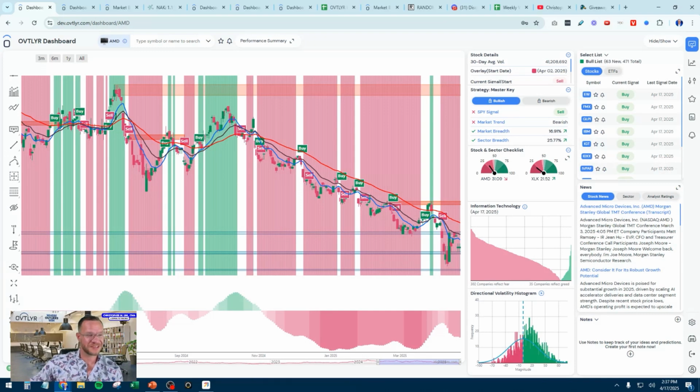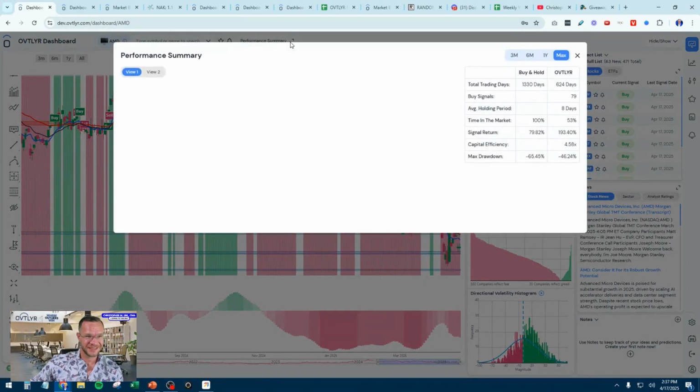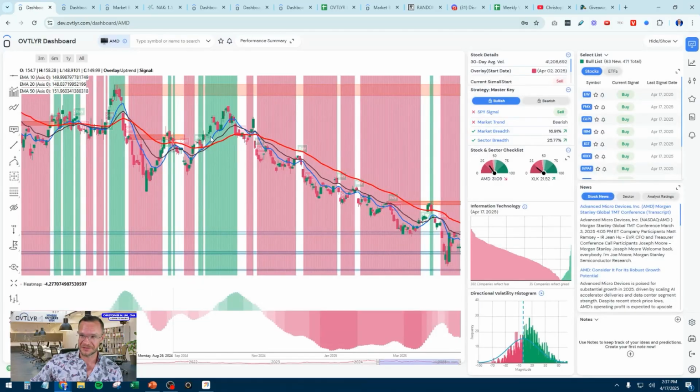But what you're most excited about, I'm sure, is the performance summary. Now, this chart will populate by Monday, but what I want you to see is the signal return right here. 193.4% on AMD. 193.4% following these buy and sell signals. So I'm super stoked about this. I cannot wait for you to get your hands on it.